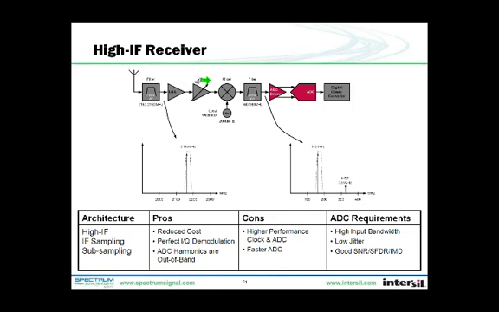The final architecture that we'd like to highlight is more of a compromise. This is a high IF receiver, and it's similar to the superheterodyne receiver, except one stage of mixing, gain, and filtering is omitted, and the input at the ADC is at a much higher input frequency. This architecture takes advantage of digital demodulation, like the superhet version, but it reduces cost by moving the extra stage of mixing and associated filters into the digital domain.